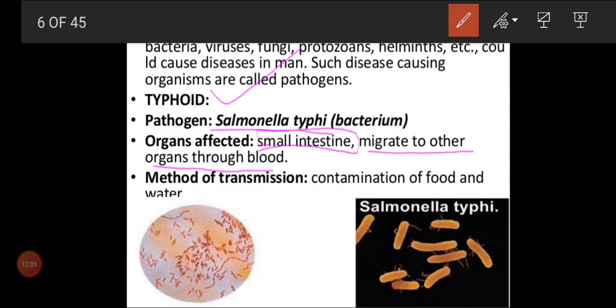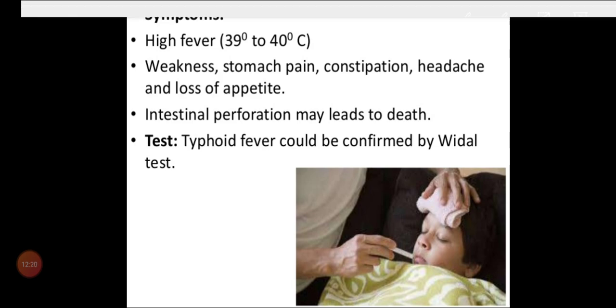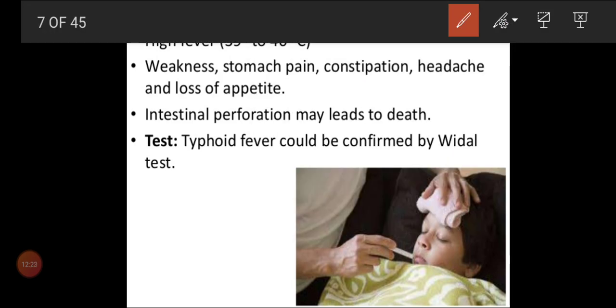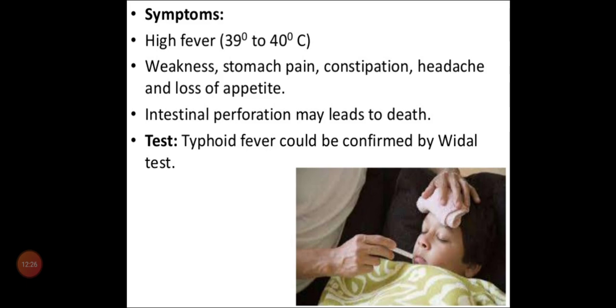How do we get Salmonella typhi? We get it through food and water. This is the Salmonella typhi, a bacterium having flagella in its body. What could be the symptoms of Salmonella typhi? High fever, ranging from 39 to 40 degrees Celsius, and your body will become very weak, and you will get stomach pain and constipation. You can't excrete your waste, and headache and loss of appetite. You don't feel hungry to have food. That we can call loss of appetite.